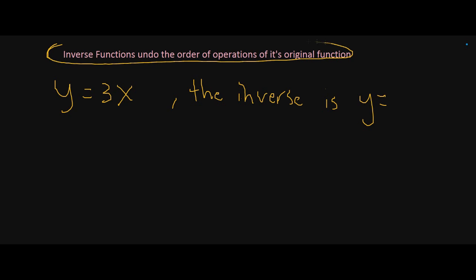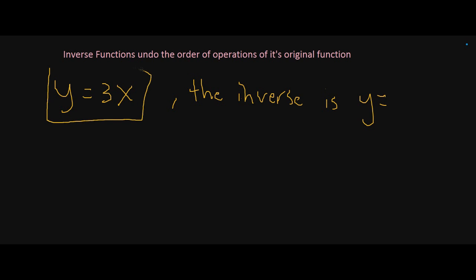You can see it right here. I have it written for you. Inverse functions undo the order of operations of their original function. Meaning, the inverse function does everything opposite of the original function. So if your function adds 1, your inverse subtracts 1. So let's look here.